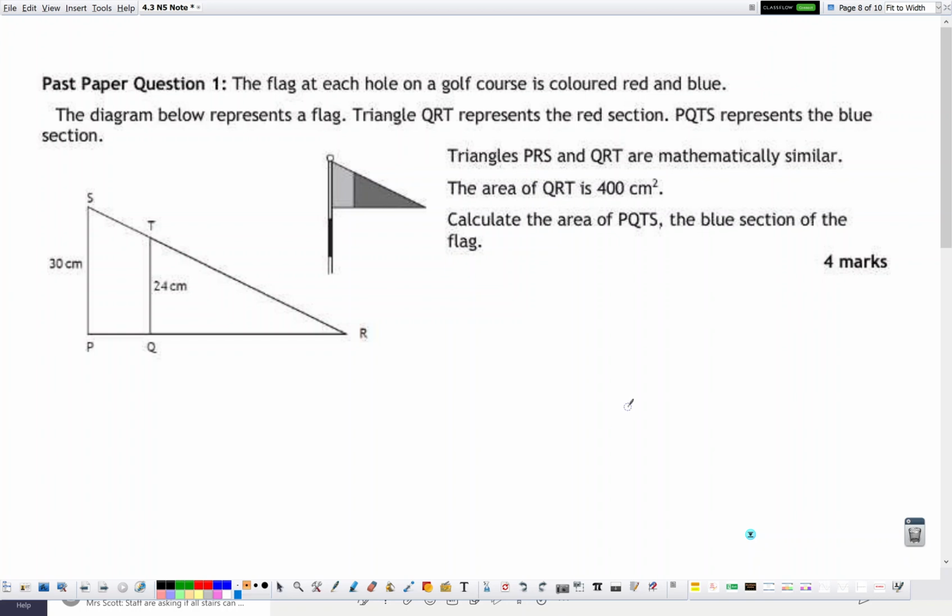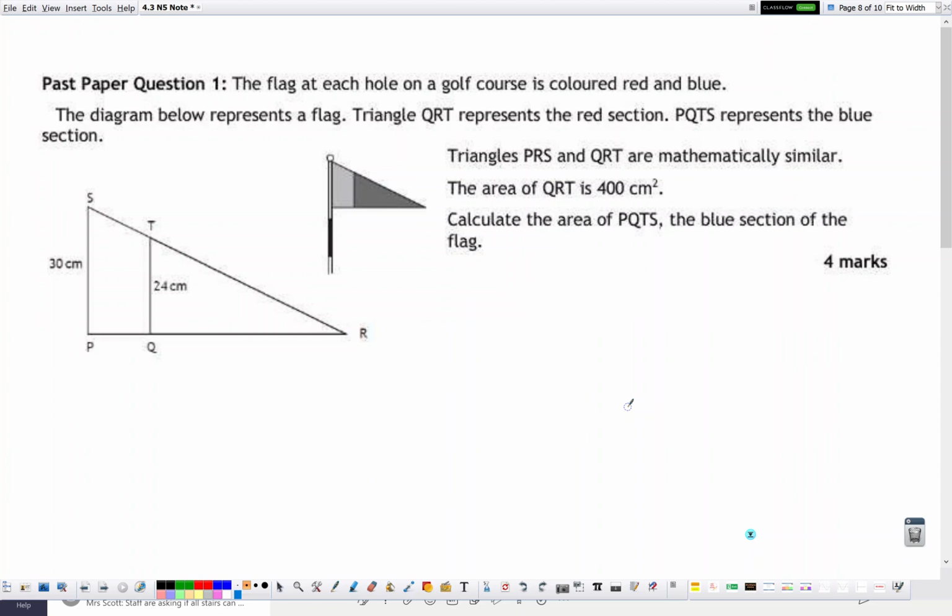Hi guys, we're now going to look at past paper questions. Now similarity is when you do the basic C-level questions. They're very straightforward, but some past paper questions can actually be quite tricky. With some of the shapes that are produced, people sometimes get confused with all the information that they're given.